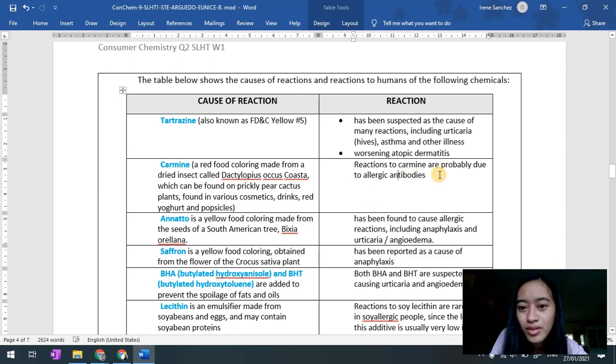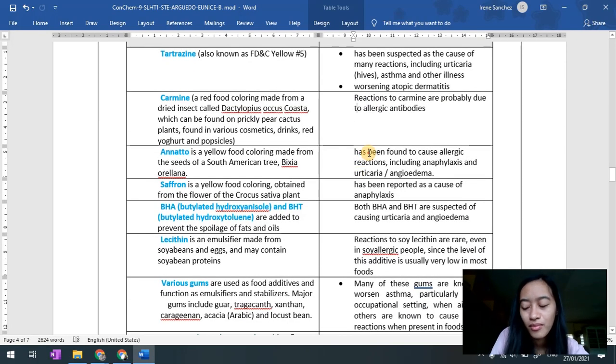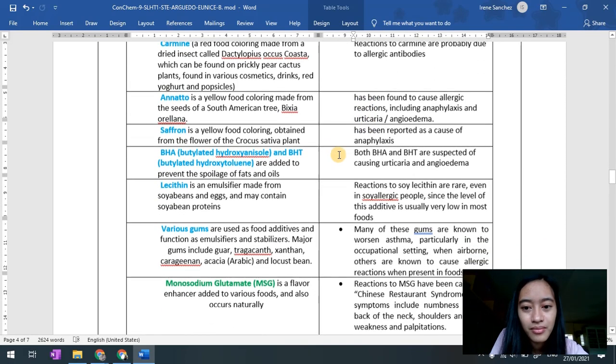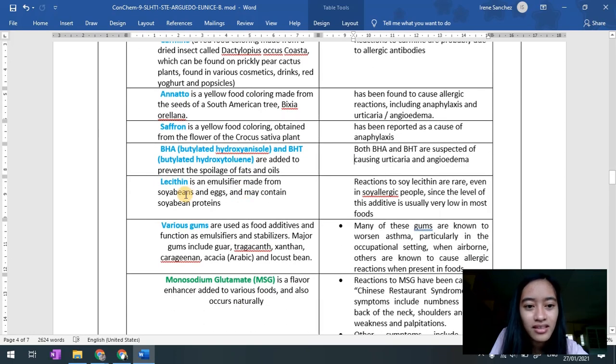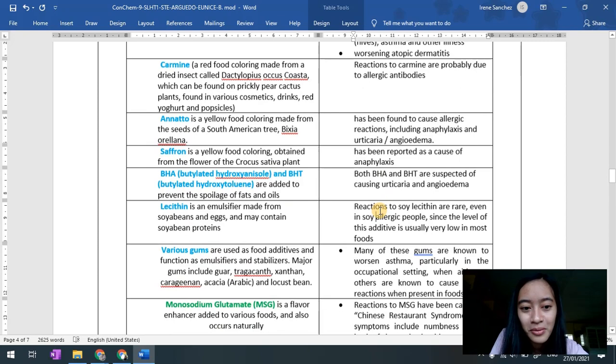The reaction to this one is probably due to allergic antibodies. So you have antibodies to this. Pula-pula ang uban. So you can read more because these are very specific. And let's have the common ones. Lecithin, I've heard of this one. It's an emulsifier made from soya beans and eggs and may contain soya bean proteins. And reaction to this one is rare, even in soy allergic people, since the level of these additives is usually very low in most foods. It's just listed here though.